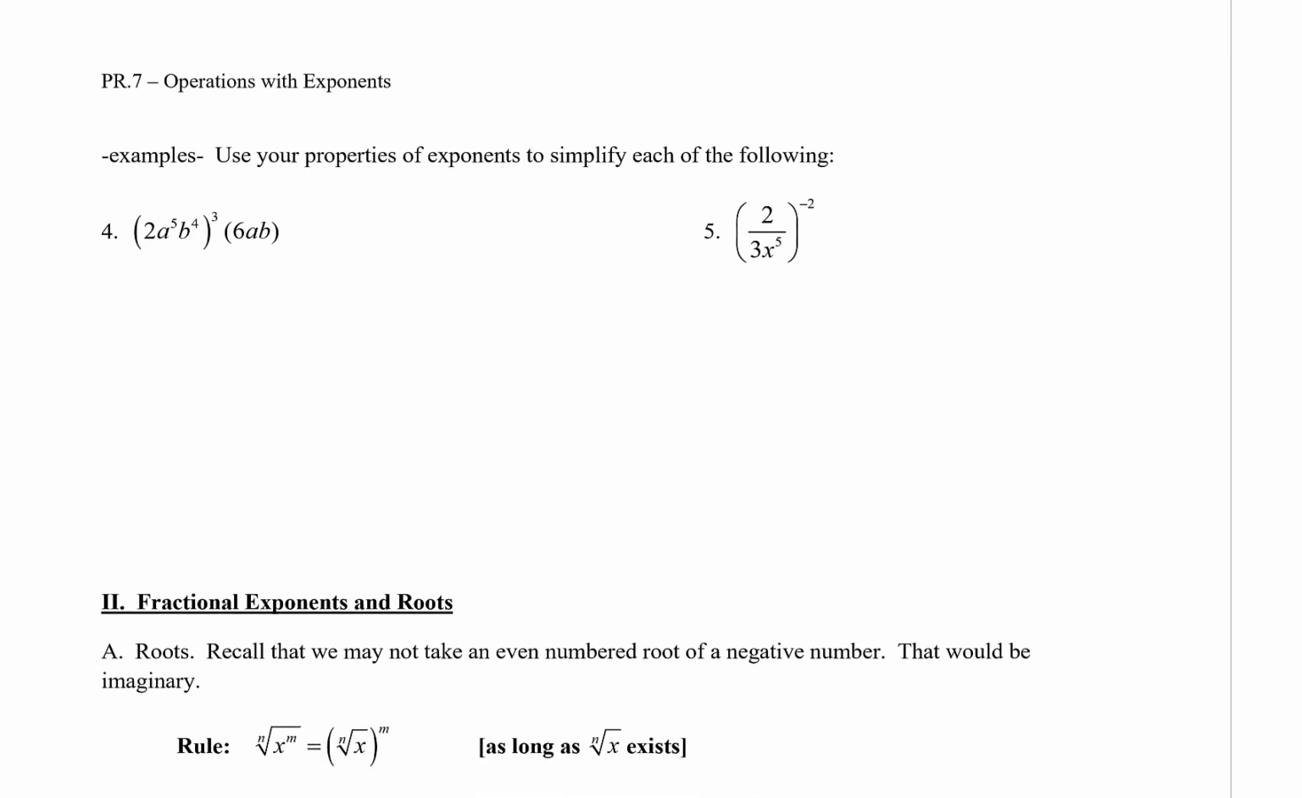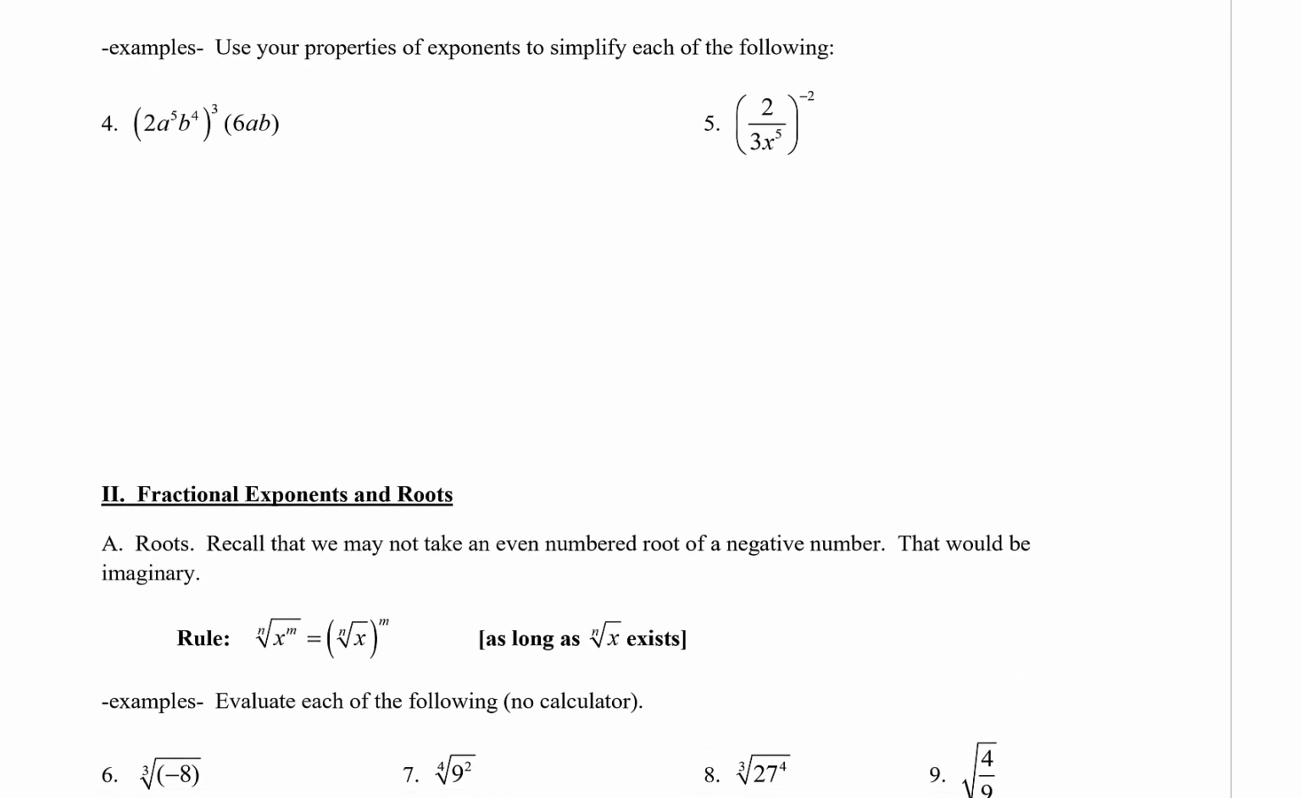Examples. Use your properties of exponents to simplify each of the following. 4. Inside parentheses we have 2a raised to the 5th, b raised to the 4th, and this is all inside parentheses being raised to the 3rd power, times 6ab. First thing I'm going to do is use my power rule for exponents. So I'm going to rewrite this as 2 raised to the 3rd, a raised to the 15th power, b raised to the 12th power, times 6ab.